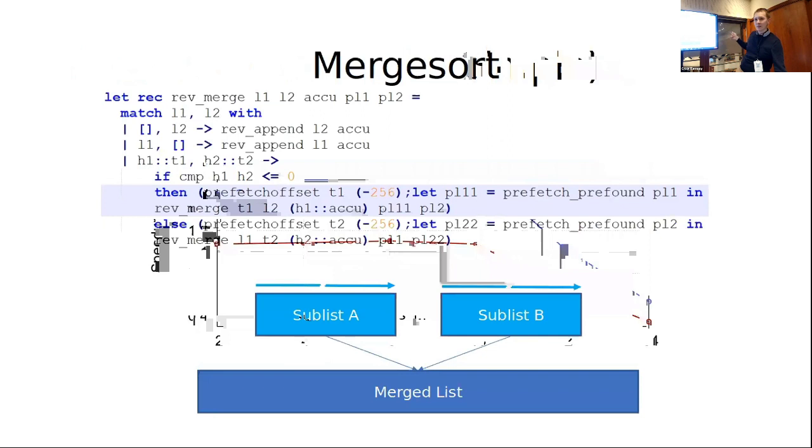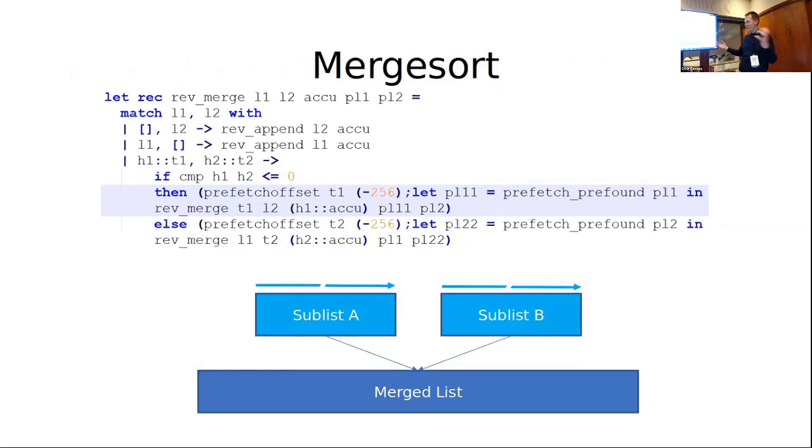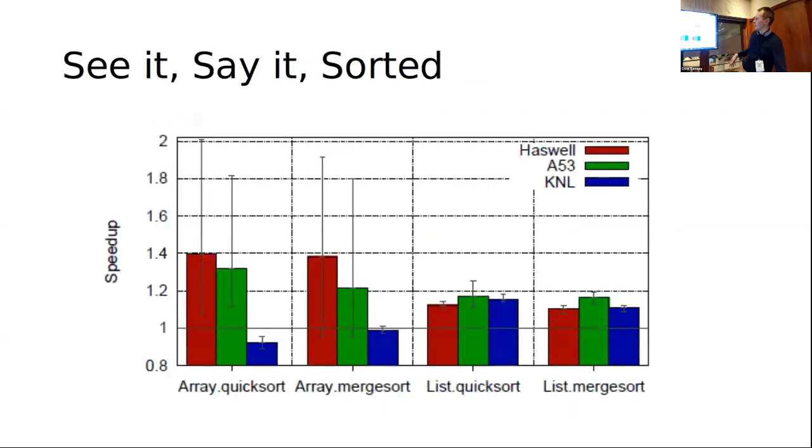With merge sort, you actually do the opposite, because merge sort merges sublists into one. And so you prefetch each of these smaller lists simultaneously into the one merge list. It's just the opposite case, basically. It works quite nicely in both cases.